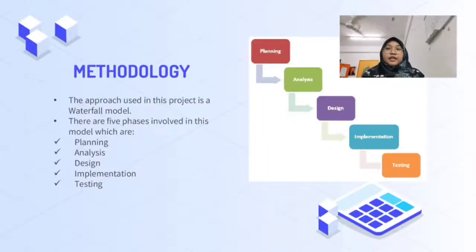Next, for methodology, the approach used in this project is the waterfall model. There are five phases involved in this model. The first is planning, where the developer needs to plan to make sure the project can be completed on time. Second is analysis, where the developer needs to identify the user requirements. Third is design, where the developer will start the interface design. Fourth is implementation, where the system starts to be developed according to the user requirements. And lastly, testing, to evaluate the system performance and provide feedback on this application.